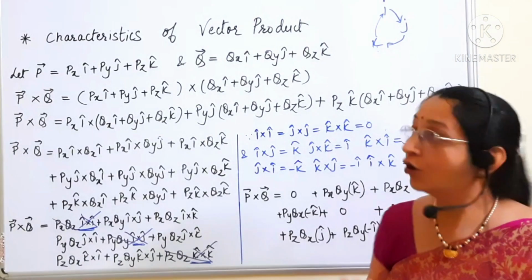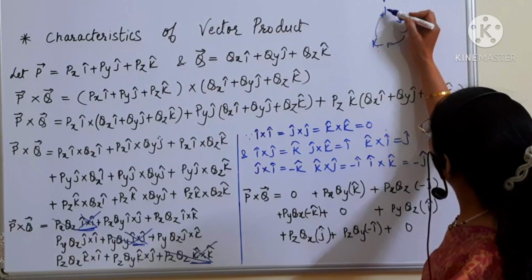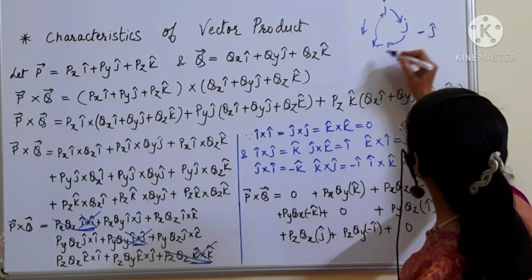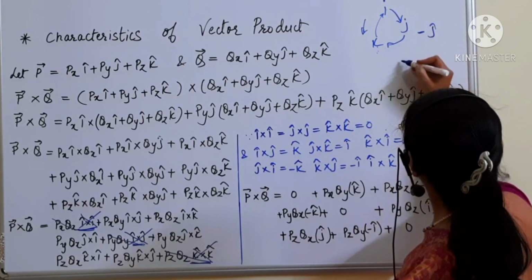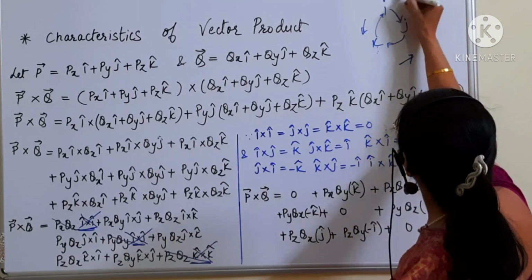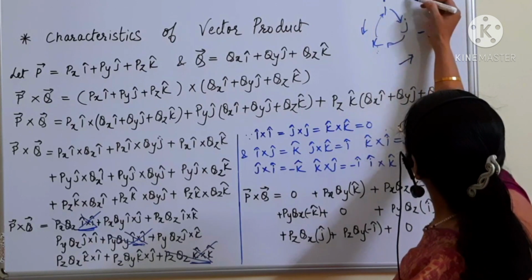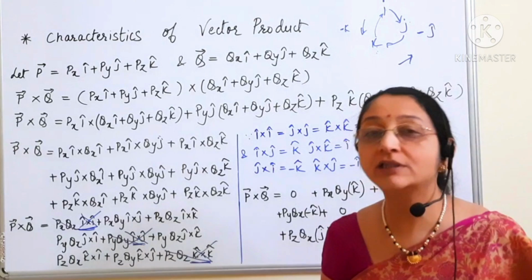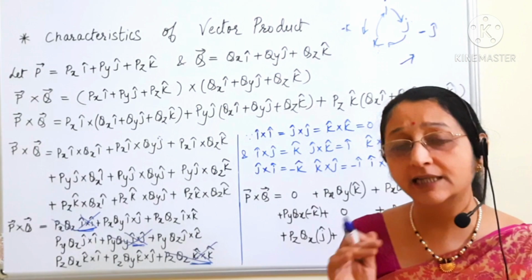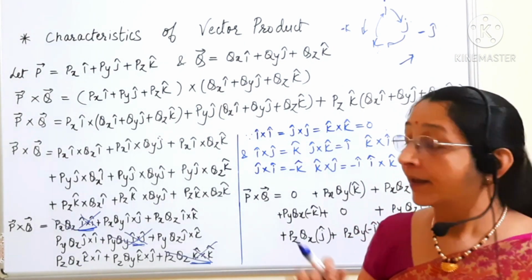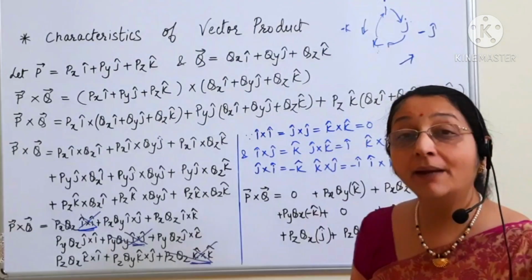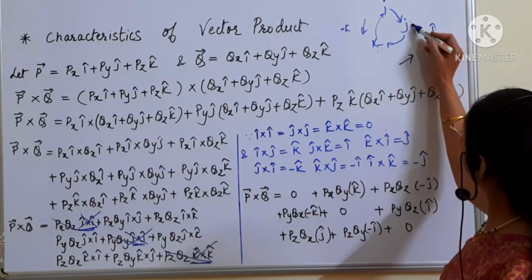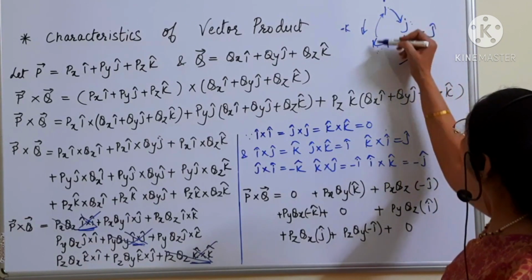But if we go anti-clockwise, i cross k is minus j. k cross j is minus i. And j cross i is minus k. If we go clockwise it is positive: i cross j is k, j cross k is i. But if we go anti-clockwise, a minus sign comes. So i cross k is minus j, k cross j is minus i, j cross i is minus k.